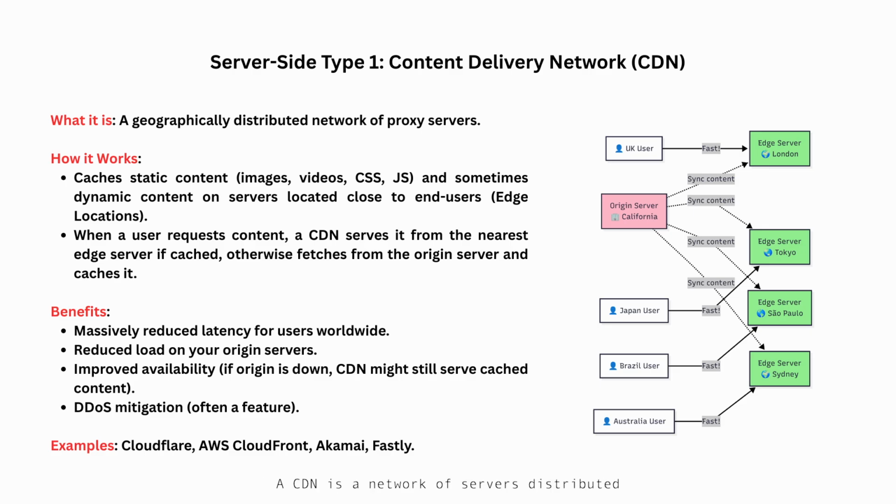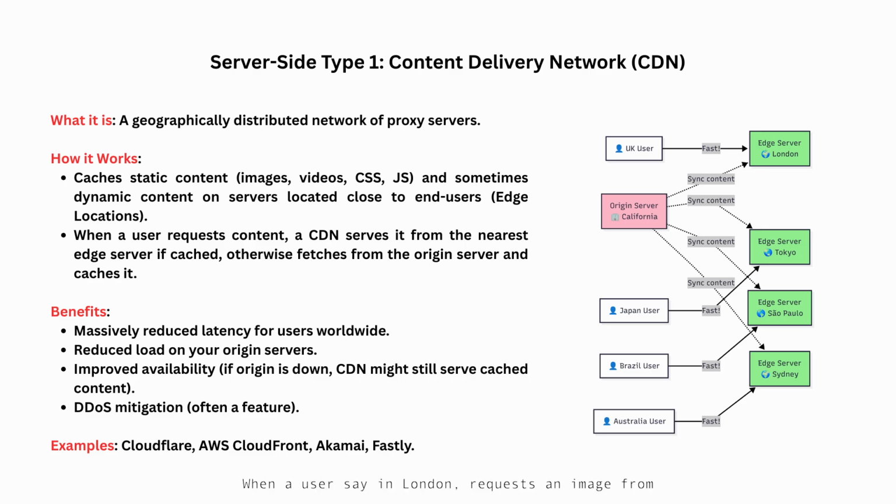A CDN is a network of servers distributed geographically all around the world. Their primary job is to cache copies of your website's content, especially static assets like images, videos, JavaScript, and CSS files, on these edge servers that are physically closer to the end users.